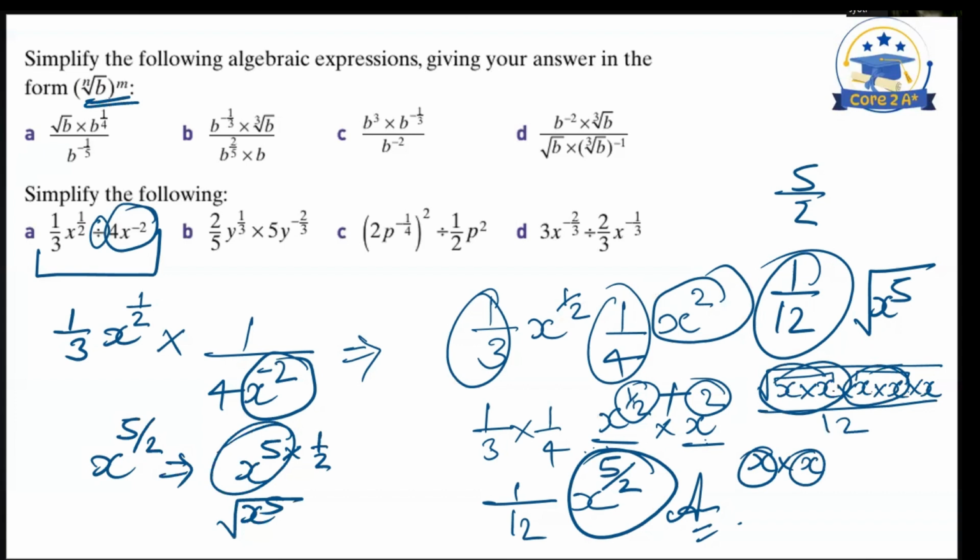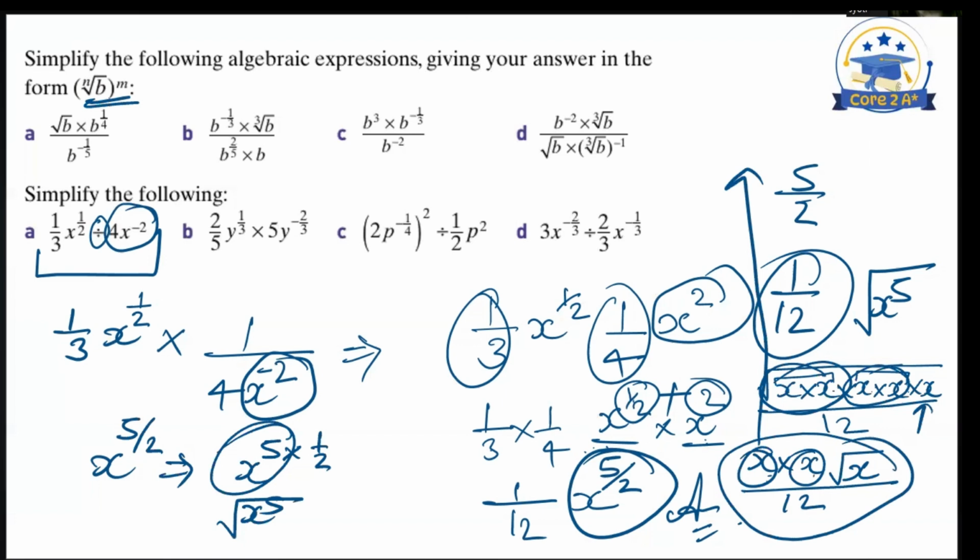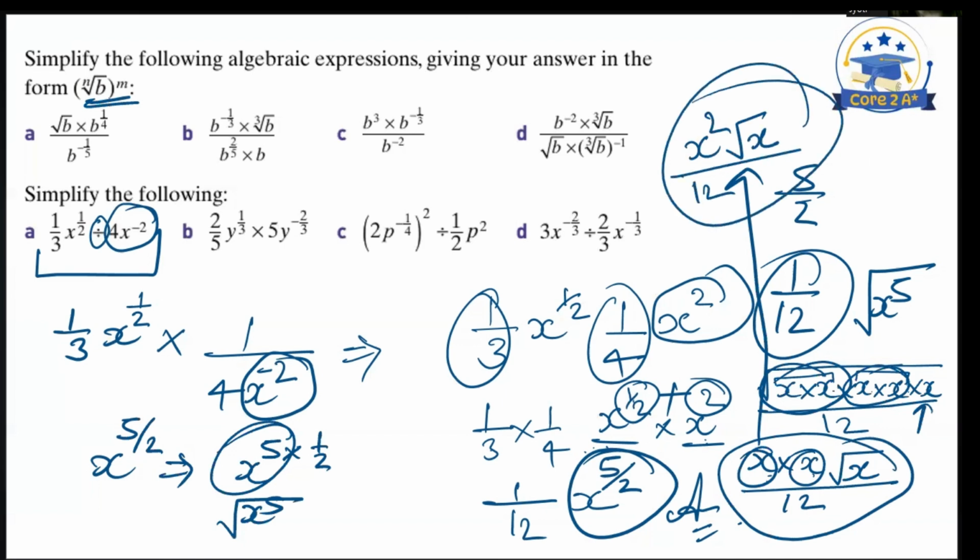But unfortunately, 1 is still under the square root. This is bad, okay? But don't feel sad. What can we do? Now, x times x, shift this over here. x times x, how much is it? x square. And now square root of x, divided by 12. Right?